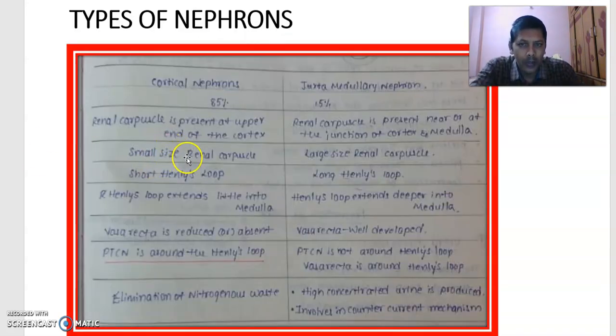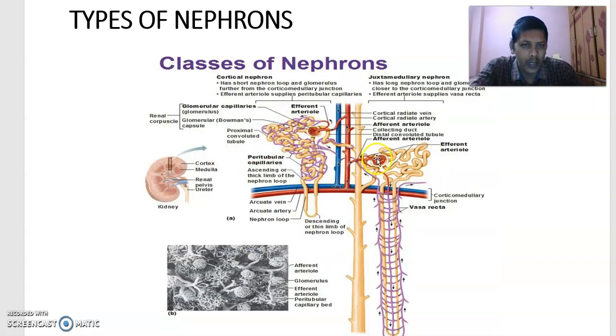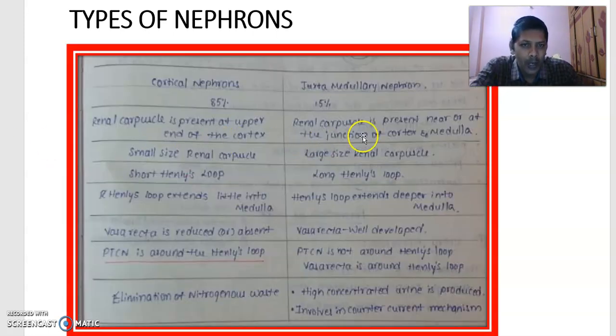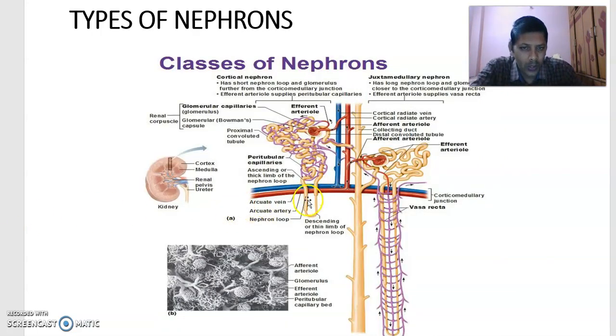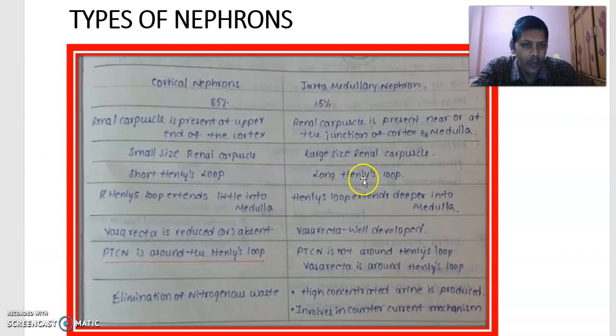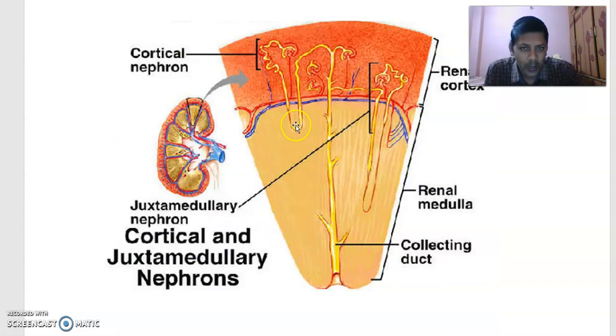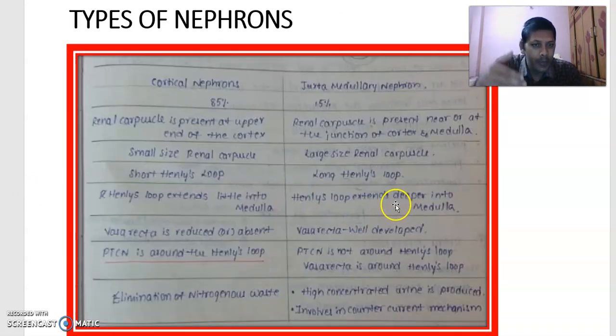Next point: a small size renal corpuscle is present in the cortical nephron, and the big one is present here. Here a large size renal corpuscle is present. A short Henle's loop is present in the cortical nephron, very important. The loop of Henle is very short. Here a very long Henle's loop is present. In juxtamedullary nephrons, the loop of Henle is long. In cortical nephrons, Henle's loop extends little into the medulla. Here only a small part of Henle's loop is in the medulla, but this Henle's loop runs deep into the medulla.